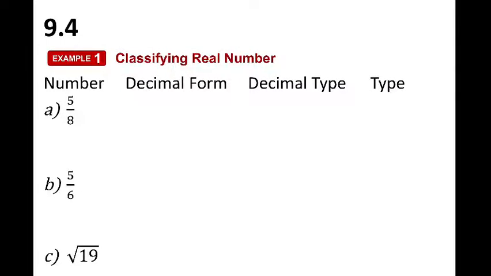So 5/8 as a decimal is equal to 0.625. So just 3 decimal places and that's it. So the decimal type, we say that terminates. Terminate meaning ends. So it just ends. So if it terminates, that means it is rational.